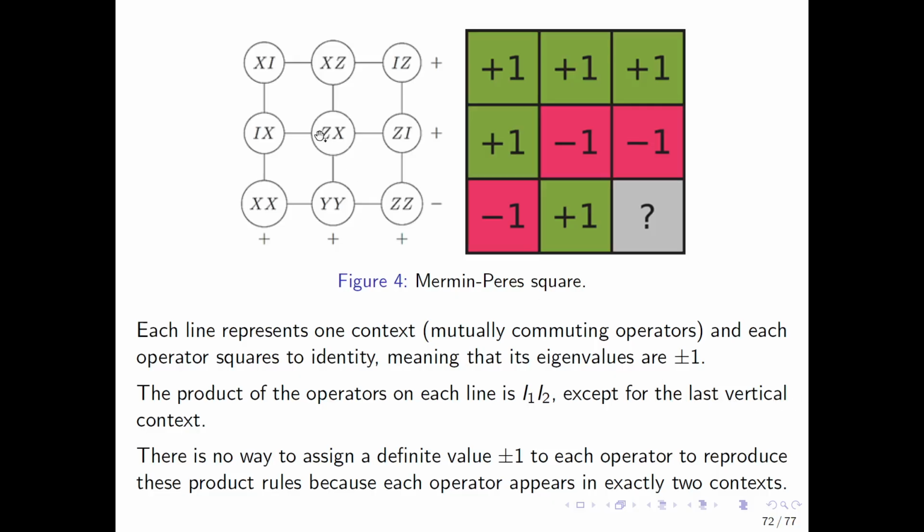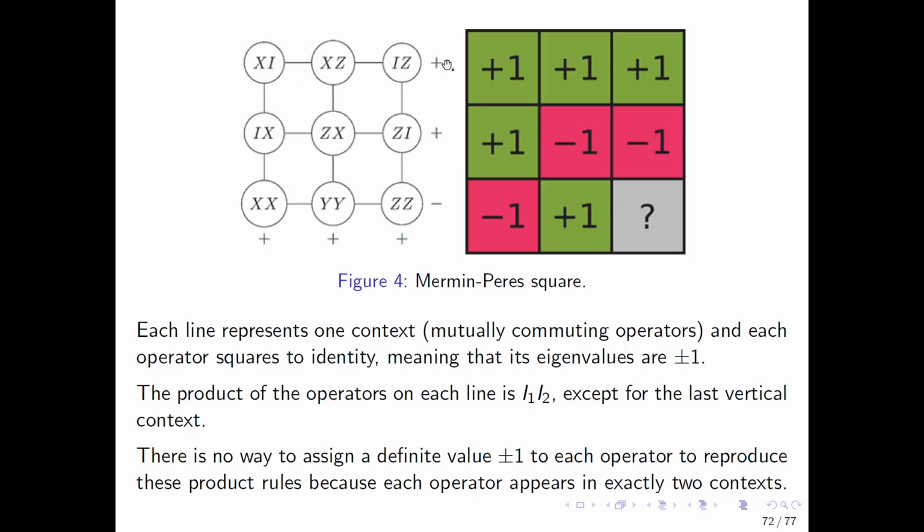This should not be vertical. So let me go through it first. Each of these lines is what we call a context, because they are mutually commuting with each other, as you can see. And there is this one line over here, which gives you the product of -1. But the rest, when you try to find the eigenvalues, actually give you +1.